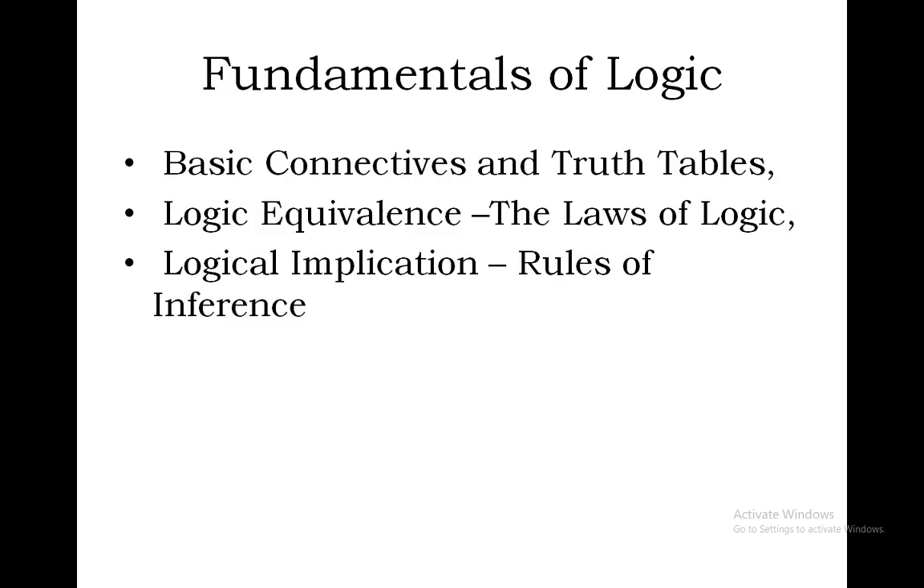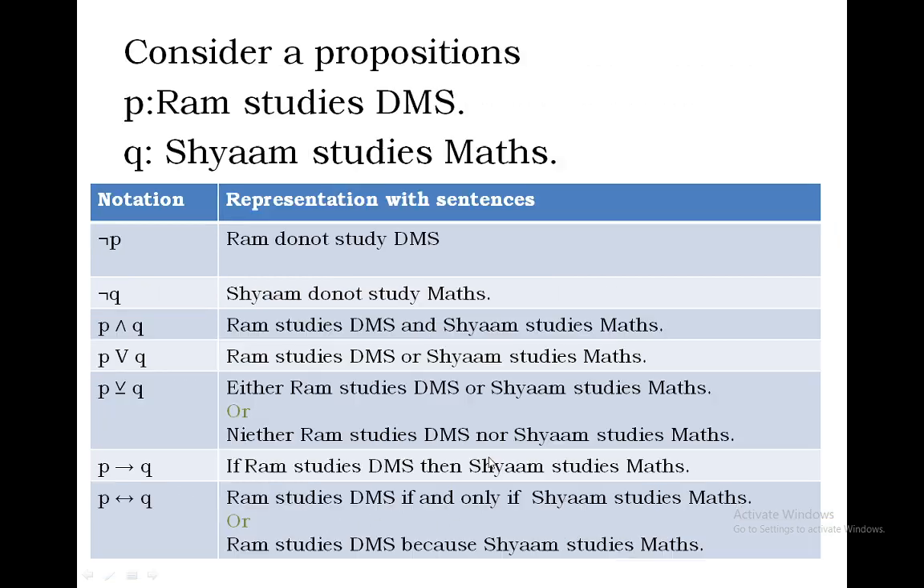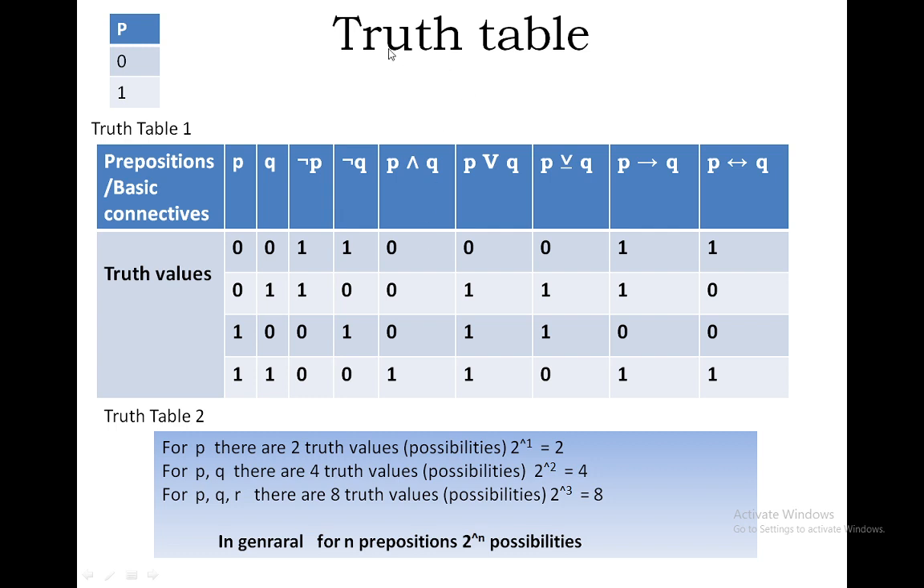We'll continue with the subject. Last class we saw the fundamentals of logic, that is basic connectives and truth tables. We'll go with this topic again. These are the basic connectives which we learned: negation, conjunction, disjunction, exclusive OR, implication, and biconditional. We also saw an example of how to represent propositions using small case letters and their usage with respect to sentences. And we also learned the truth table.